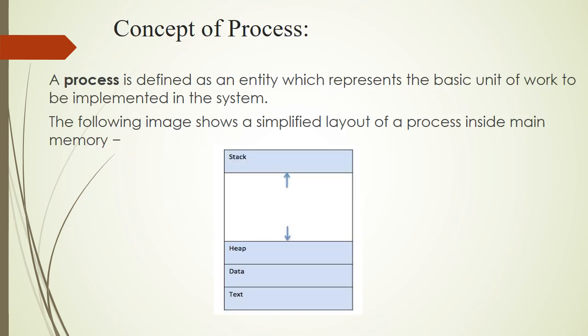Let's define process. A process is defined as an entity which represents the basic unit of work to be implemented in the system. To put it in simple words, we write our computer program in a text file, and when we execute this program, it becomes a process which performs all the tasks mentioned in the program.